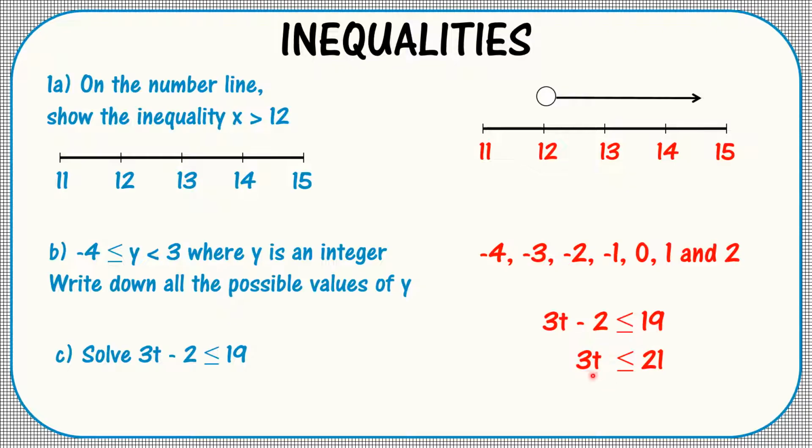To get rid of this 3, we know that 3t means 3 times t. The opposite of timesing by 3 is dividing by 3. Therefore t is less than or equal to 7.